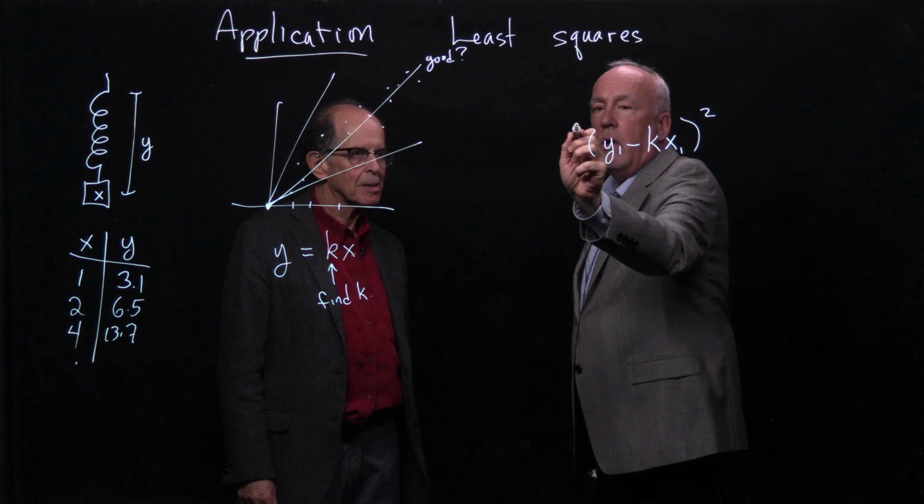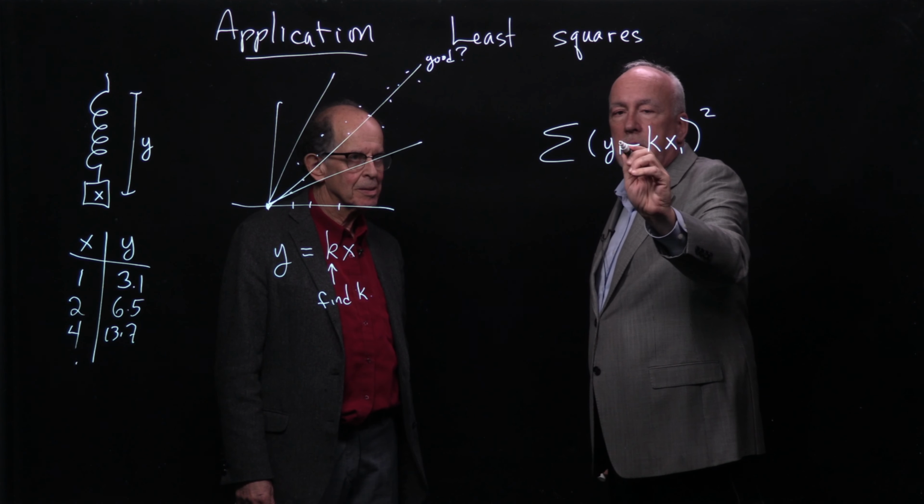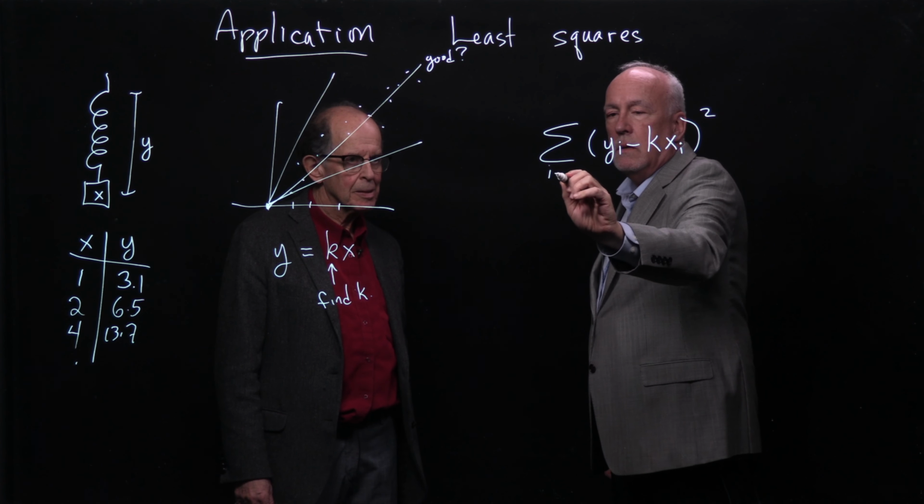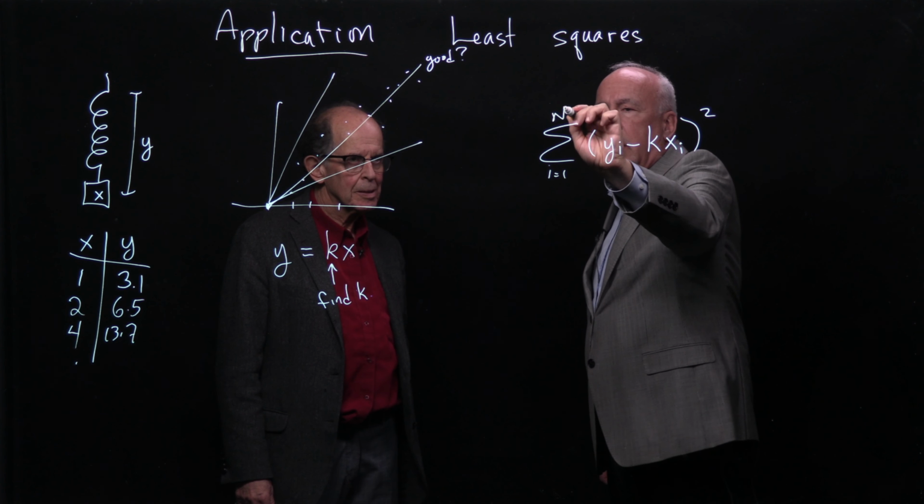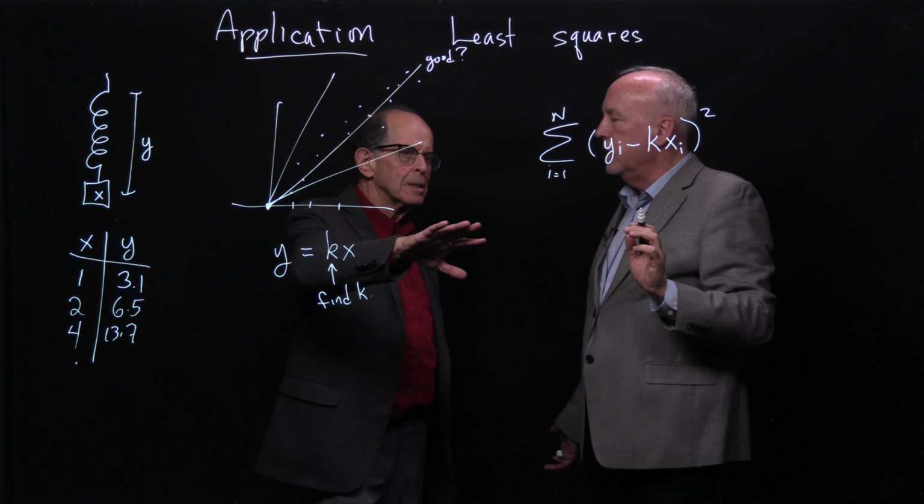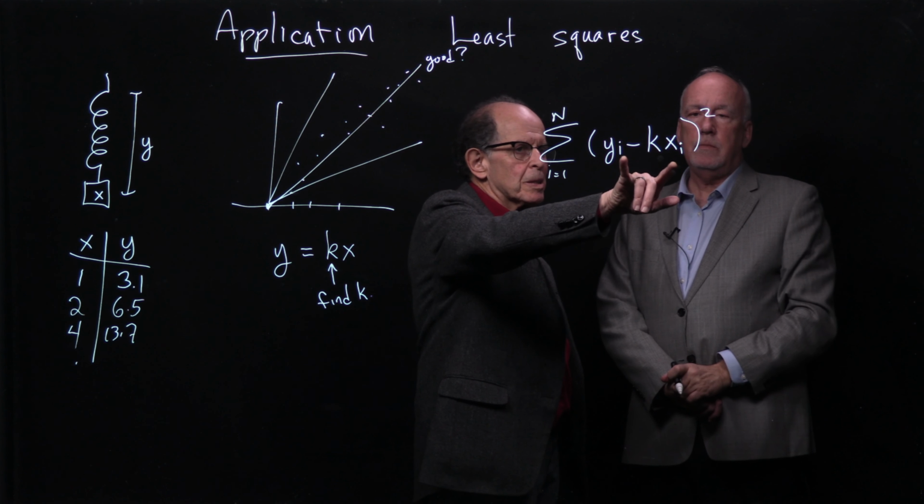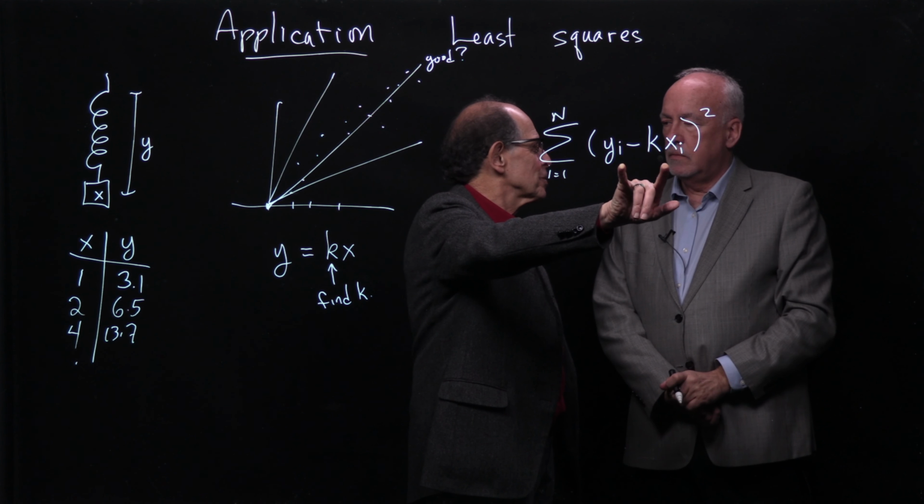So why don't I add up all of these guys? I'll call this yi, xi. I go through the whole list from 1 to n. N might be 10, it might be 100. In a neural net, it might be 1,000,000. So I understand why you want to square this, because you don't care if the error is positive or negative.